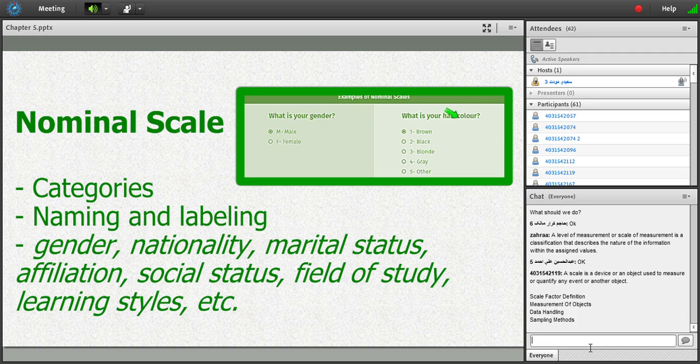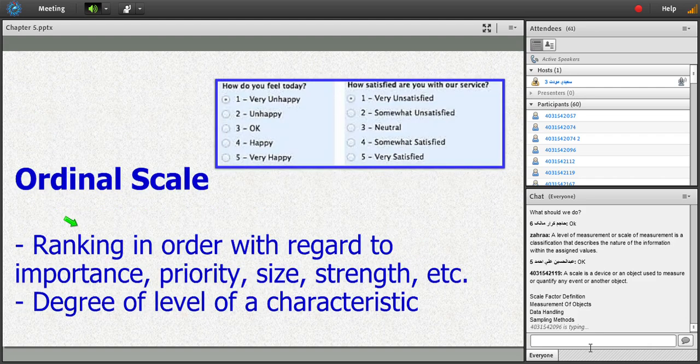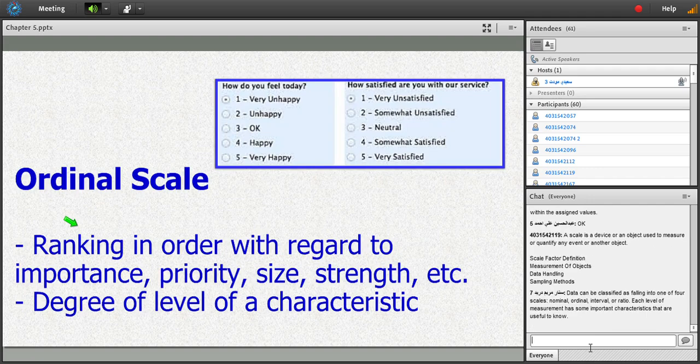What is your hair color? 1 brown, 2 black. 2 here doesn't mean better than 1. 3 here doesn't mean more than 1. 3 is blonde. So it refers to categories, it refers to labels. So in nominal scale, we do not have numbers as meaningful. We have numbers as categories, as names, as labels. The second type of scale is ordinal.